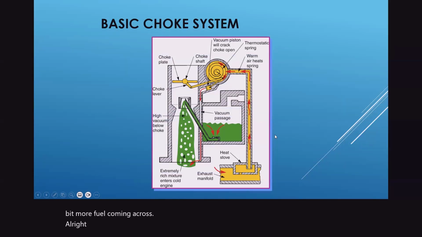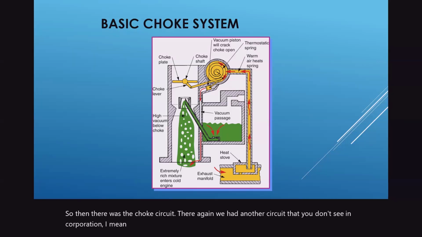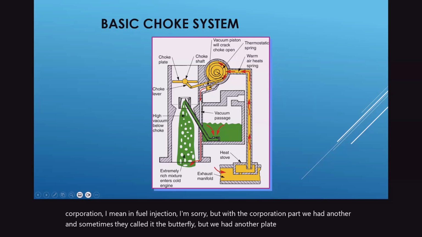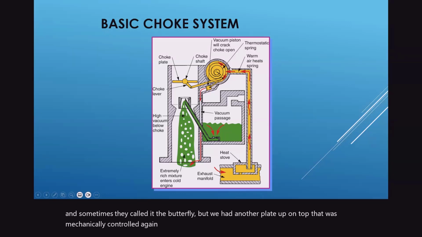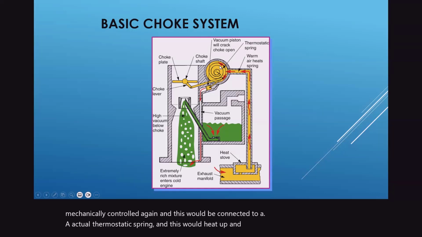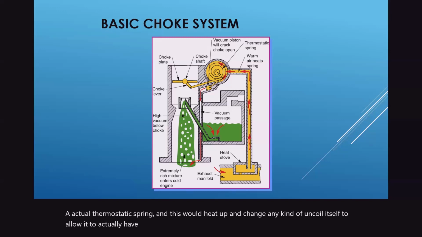All right, so then there was the choke circuit. There again, we had another circuit that you don't see in fuel injection, but with carburation we had another plate, sometimes they called it the butterfly, up on top that was mechanically controlled again. And this would be connected to an actual thermostatic spring, and this would heat up and change and kind of uncoil itself to allow it to have a little more opening or close it.